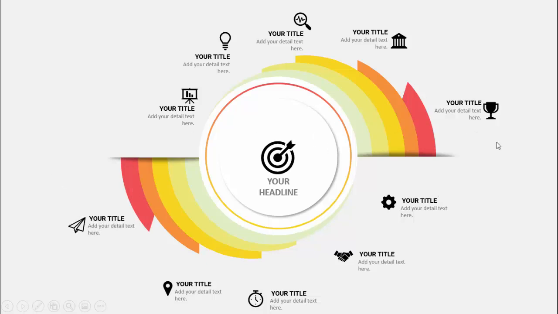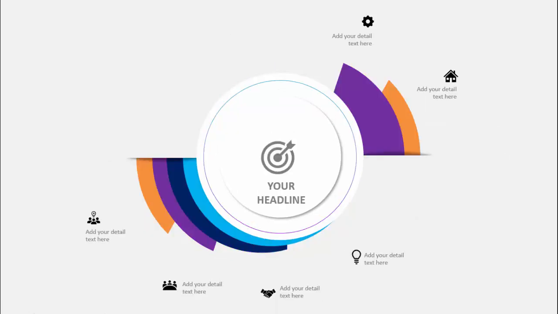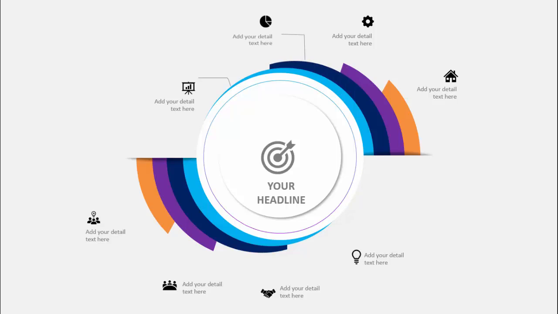And likewise, I did one more with a different color combination. You can see the same thing, but the color combination is different. And one more slide where I've used only 8 options, and I'm using PowerPoint 2019 version where I've used the merge shapes, and the merge shapes is not available in 2007, and in 2010 you need to enable it.